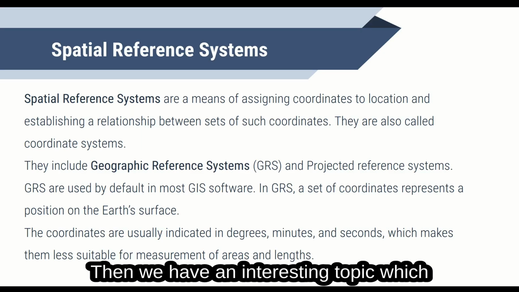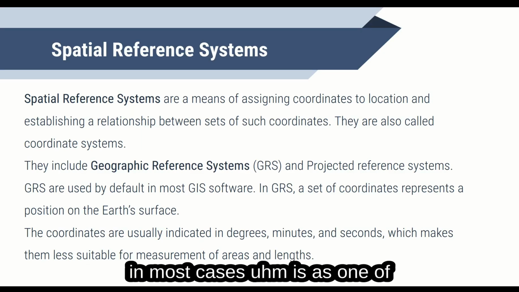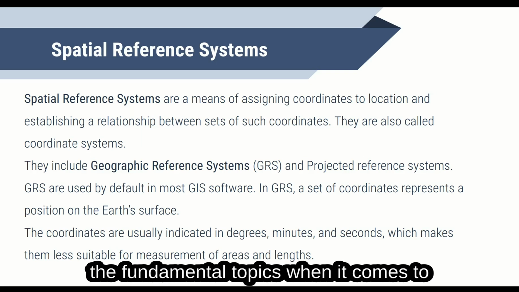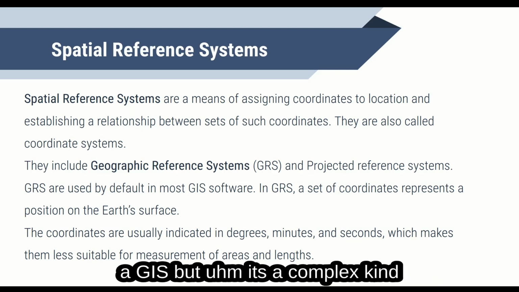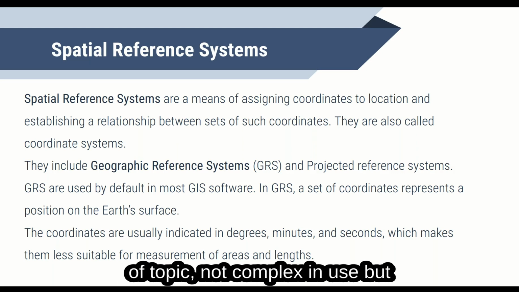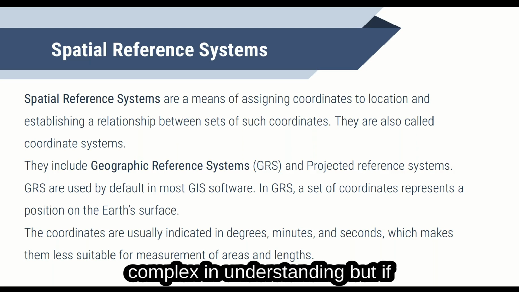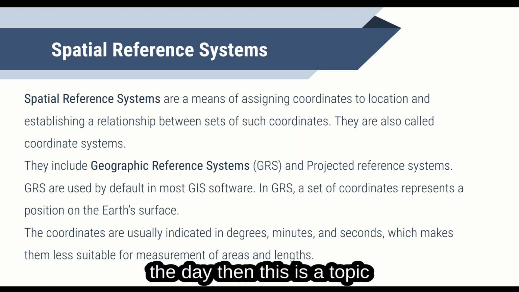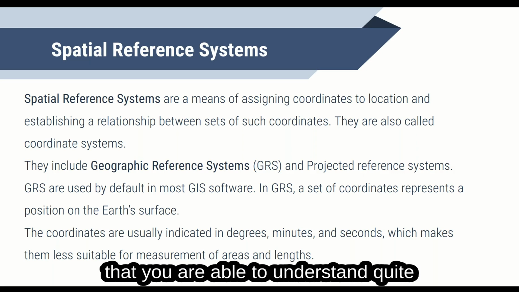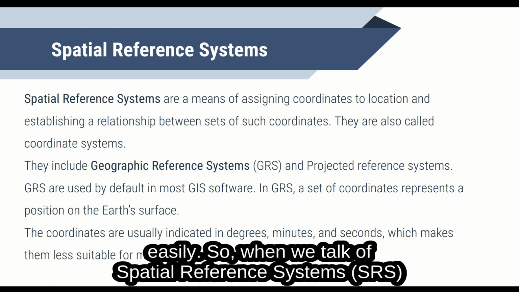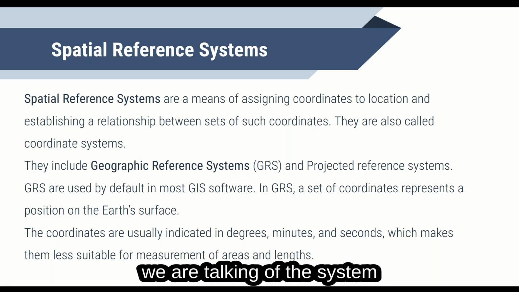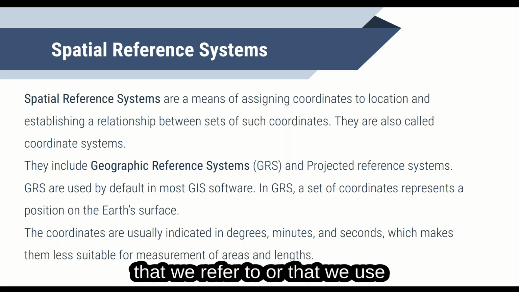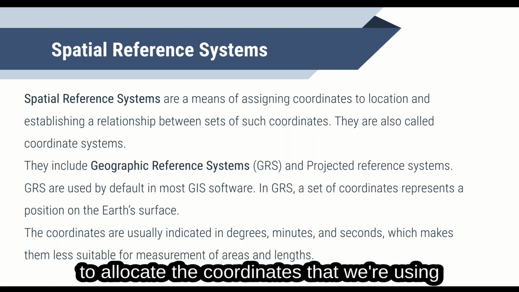Then we have an interesting topic, which in most cases is one of the fundamental topics when it comes to a GIS, but it's a complex kind of topic, not complex in use, but complex in understanding. But if mathematics was your friend back in the day, then this is a topic that you're able to understand quite easily. So when we talk of spatial reference systems, we are talking of the system that we use to allocate the coordinates that we are using.